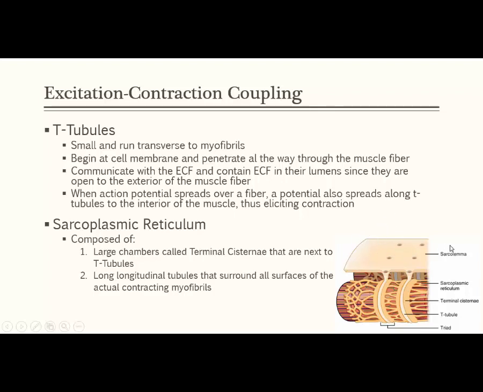So when the action potential spreads over a fiber, a potential also spreads along the T-tubules. The sarcoplasmic reticulum has these chambers that are called the terminal cisterns, and they are adjacent to the T-tubules. So there's the sarcolemma on the outside of the fiber. There are T-tubules that are extending to each fiber that are adjacent to the cisterns of the sarcoplasmic reticulum.